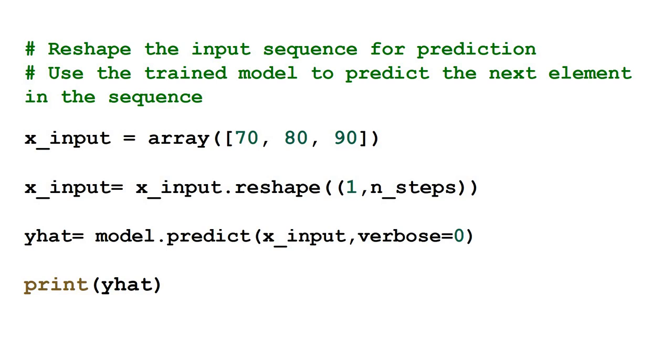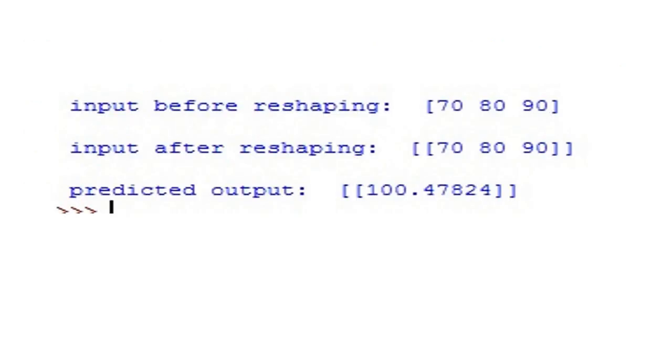So first you do the x input reshaping, 1 comma n steps, and y hat equal to model dot predict. That is what will give a predicted output. At the end it will print out what you see on the screen. This is before reshaping, 70, 80, 90. It looks like that, and this is a simple array. Now after reshaping, it becomes a matrix. Then the predicted output is 100, and it is very close to what we were expecting.